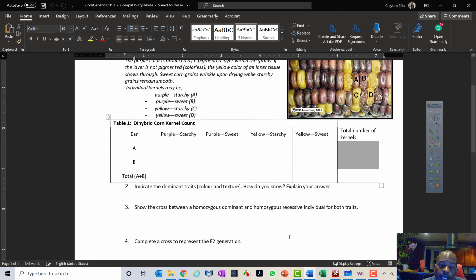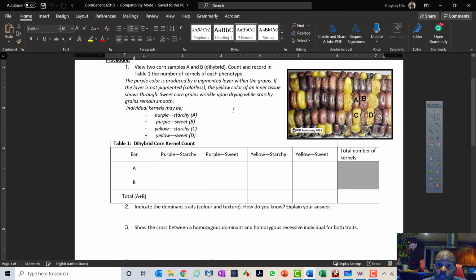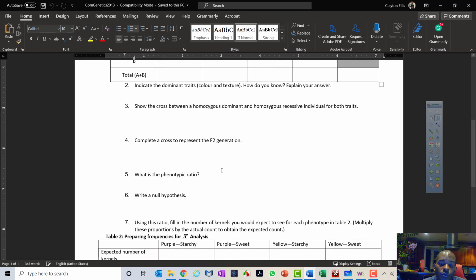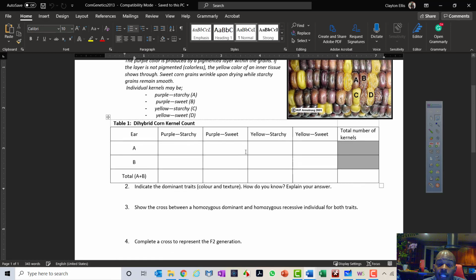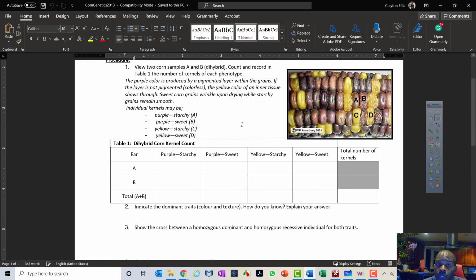Okay, and then based on that information, you're going to try to tell us which are the dominant traits. Is it the purple or the yellow? Is it the starchy or is it the sweet? And then you're going to run it through the chi-square analysis. Since it's a dihybrid cross, we have a certain ratio that we expect, 9 to 3 to 3 to 1.